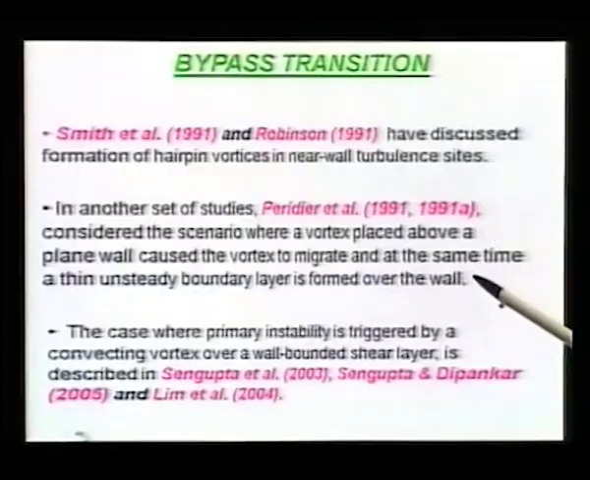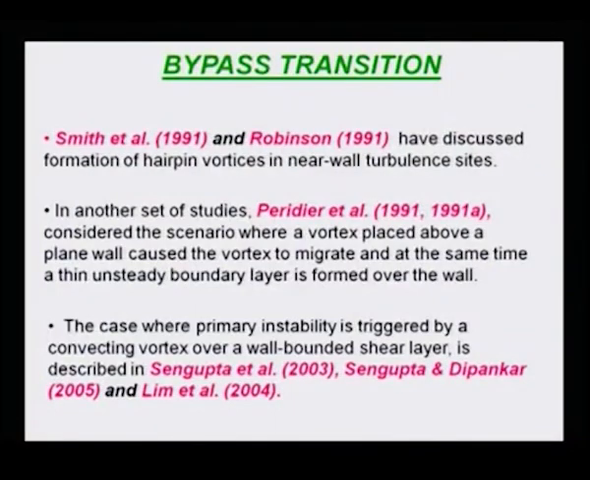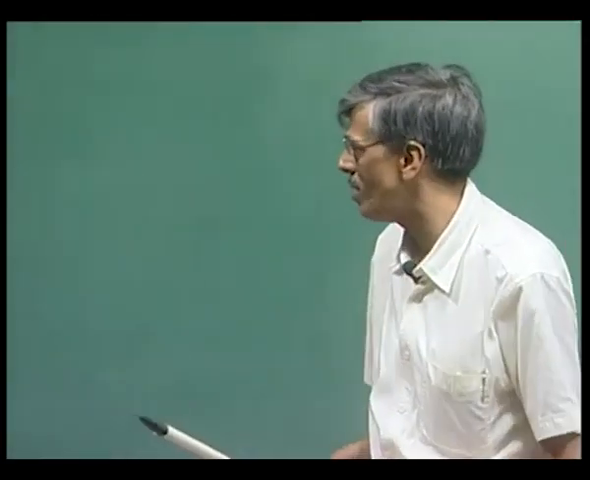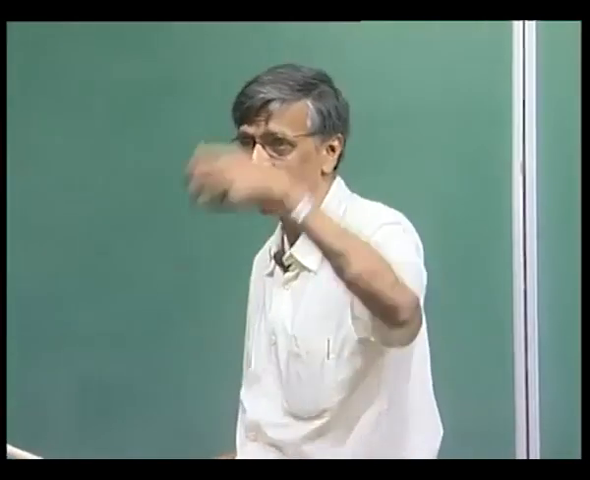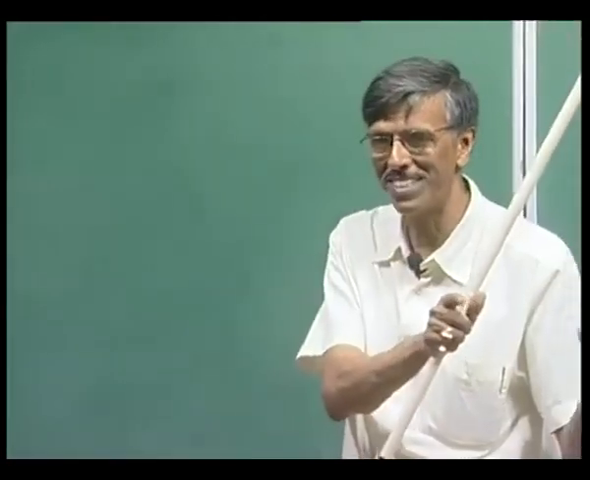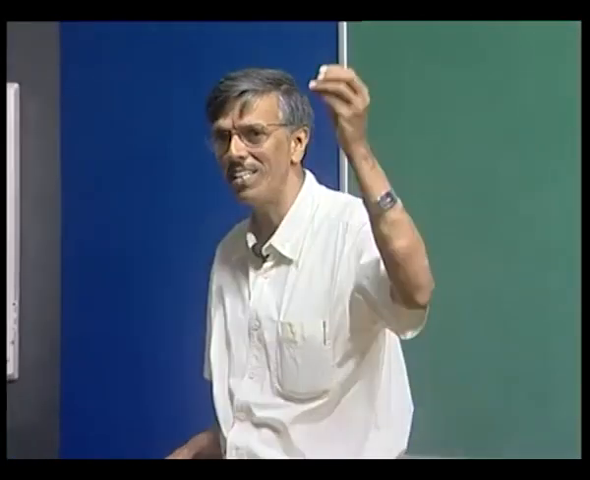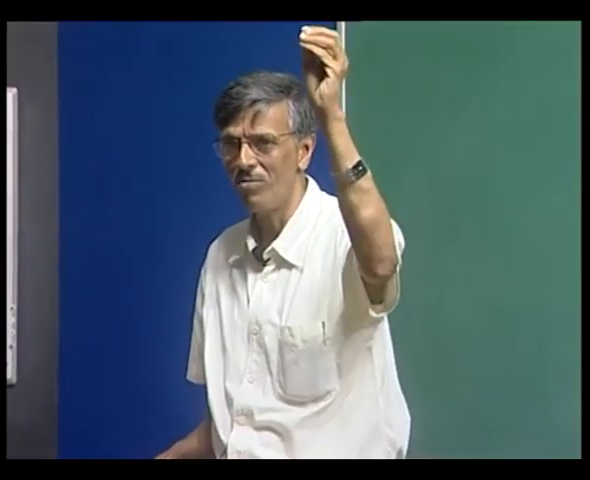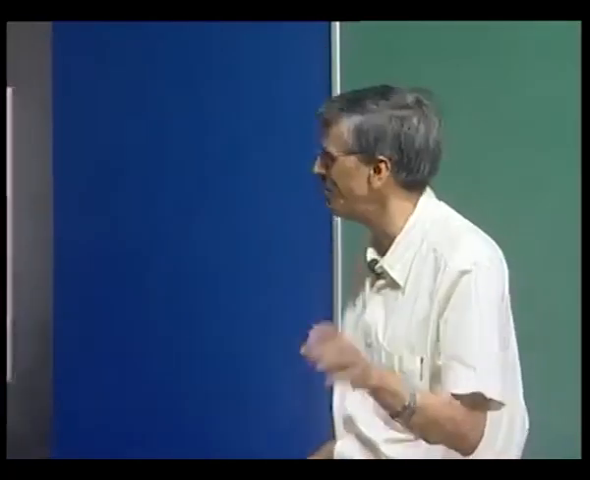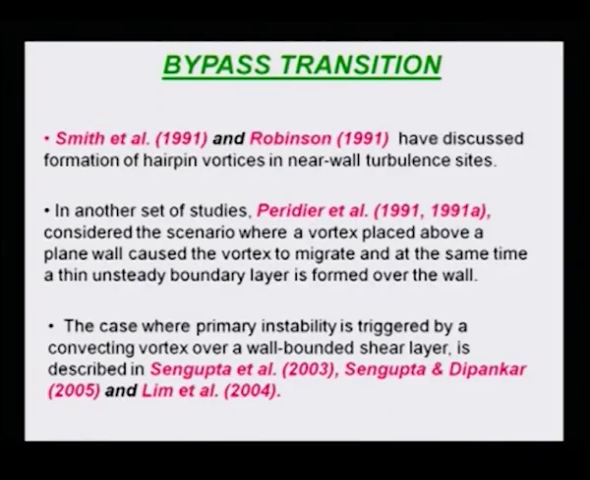And this was investigated by Peridier, Smith, and Walker in a couple of papers in the Journal of Fluid Mechanics. The vortex was placed above a plane wall, and that caused the vortex to migrate, and at the same time a thin unsteady boundary layer was formed. Right? So it will immediately start forming a boundary layer, and then this vortex will destabilize that. It brings in a sequence of events that all starts by simply keeping a single vortex in a quiescent fluid. So this is something we must understand. It's a very, very interesting phenomenon.